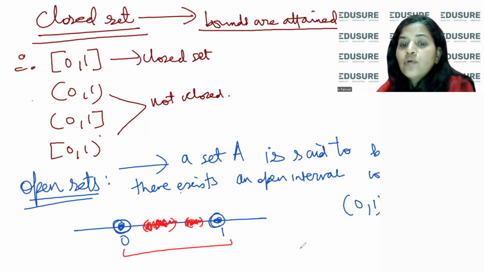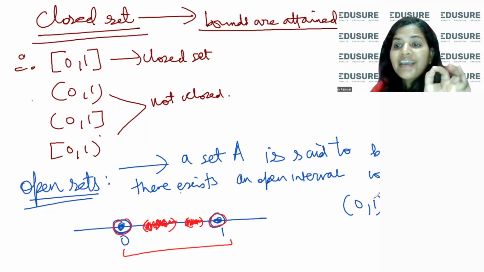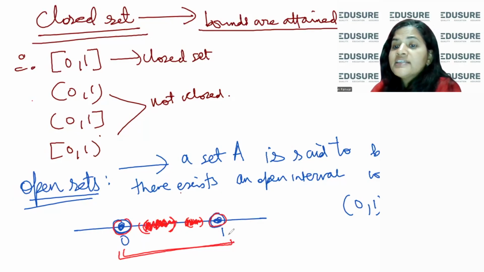Now somebody will say, what about 0 and 1? Can we take x to be 0 and 1? Of course not, because 0 and 1 are not included in this set. So if I take any element between 0 and 1, I will be able to construct an open interval around that element, which is contained in this interval 0, 1, and therefore it is an open set.